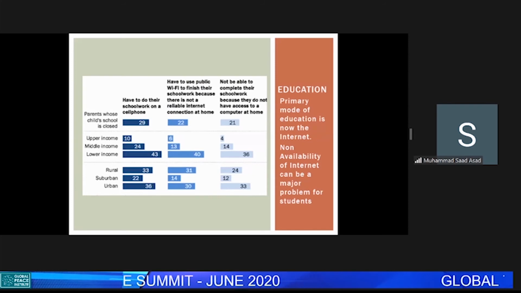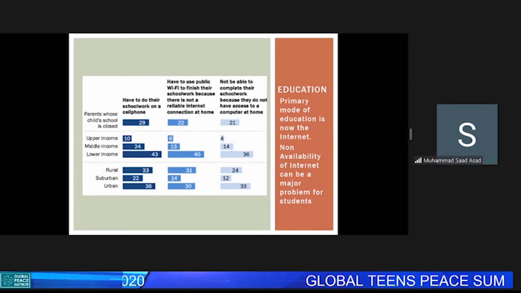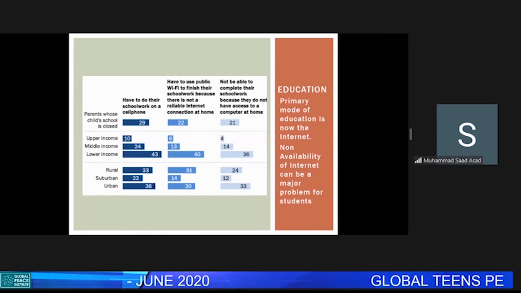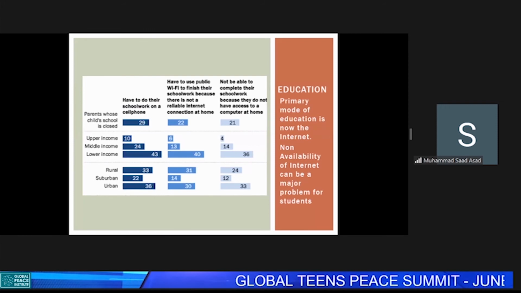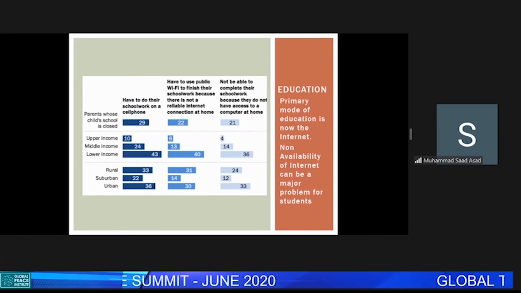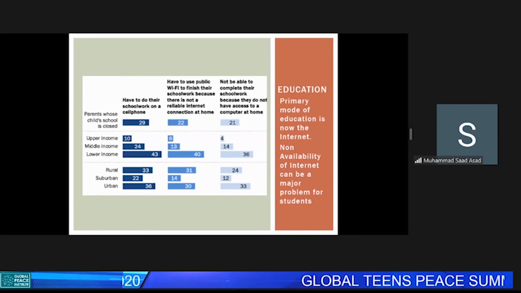Another tangent to this is the education one, and I think we are a great example for this because we are doing a summit online. So, since schools are shut down, most of the education has shifted online. But in places where internet shutdowns are going on, this is not the case.